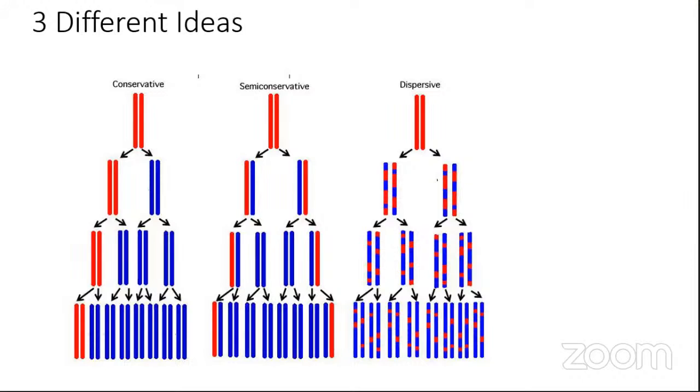And in the dispersive mode, there will not be uniform base pairing when compared with the mother DNA or the template DNA from which the replicated ones are formed. So there will be some mismatched base pairings, in the sense that the base pairs between the old and new strand will not be uniform. Sometimes it will be old and old, sometimes new and new, and sometimes a combination of old and new.